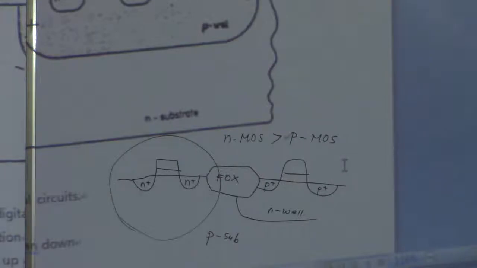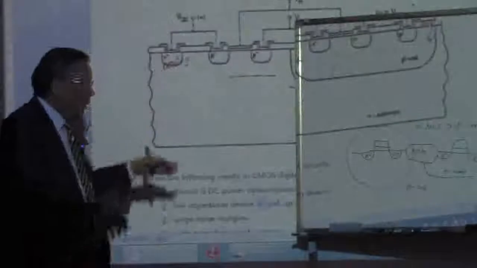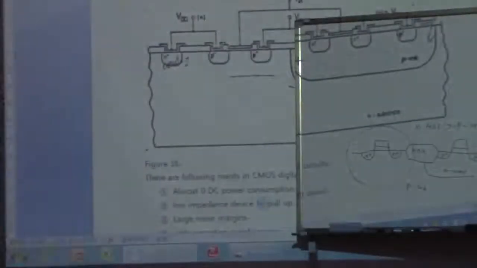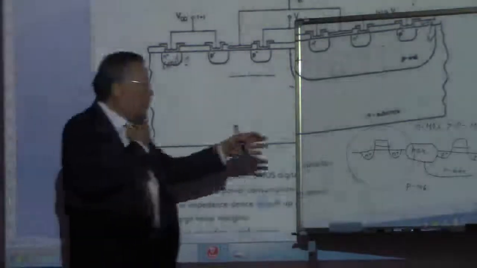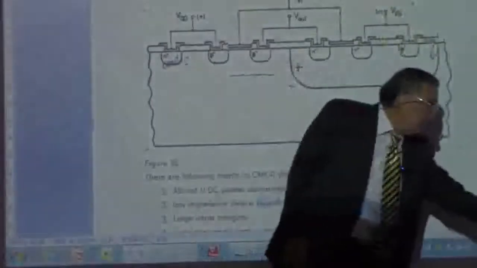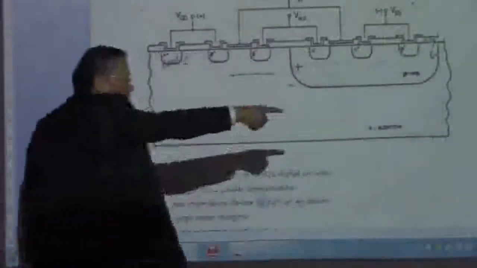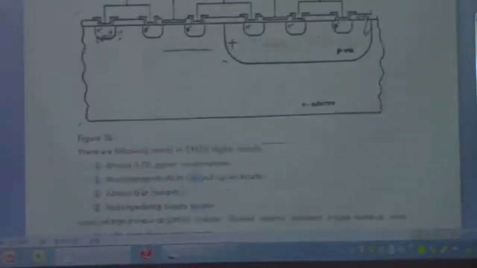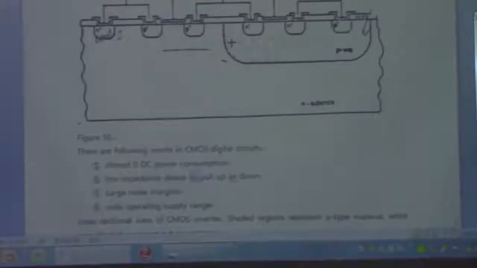Okay? But in this lecture note, we have a structure like this, and then we make a discussion on the basis of this N substrate CMOS structure. All right? You can make the same argument for the P substrate CMOS structures, exactly the same way that we're going to develop in this class.